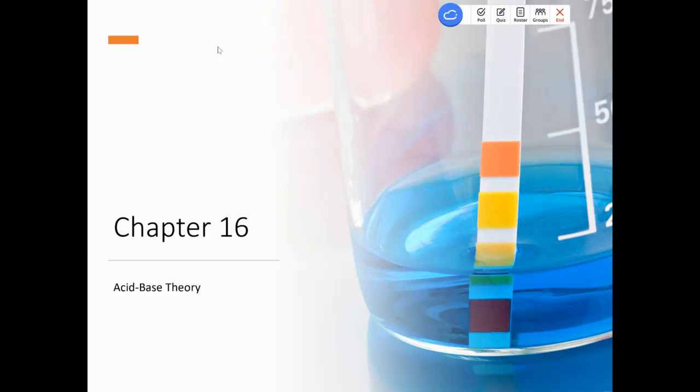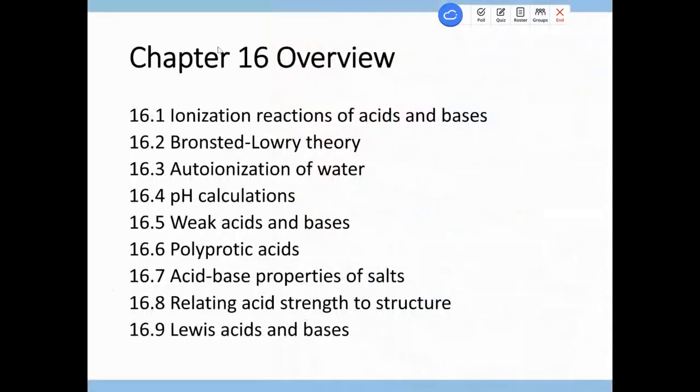Okay, so the chapter we are starting today is chapter 16, and this is all about acid-base theory. I heard that you all have seen a pH indicator in your lab. We'll talk a little bit about indicators, but this is just showing a blue solution that has some amount of acid or base present, and then that indicator strip tells us how much acid or base is in that solution. So this is our overview. I'm not going to go through that.